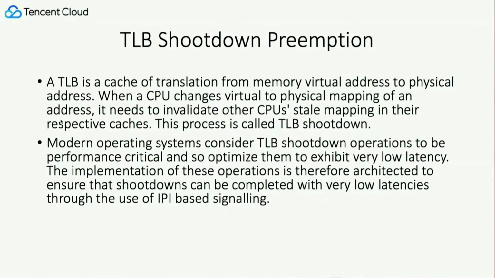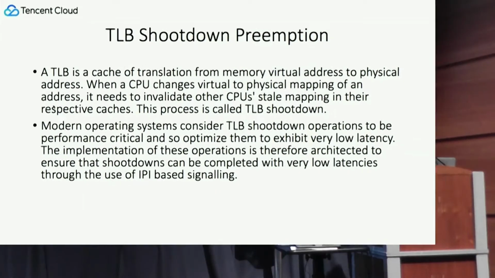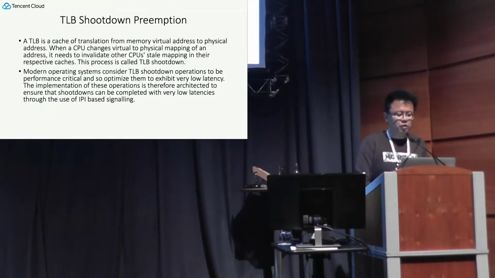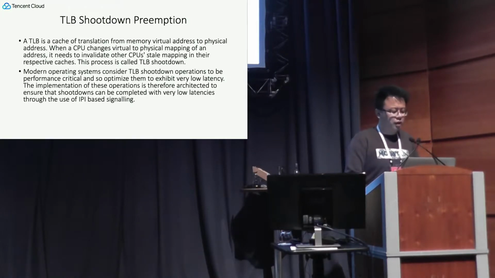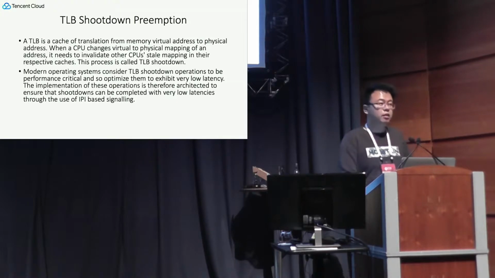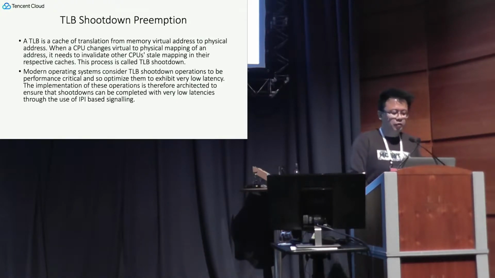A TLB is a cache of translation from memory virtual address to physical address. When a CPU changes the virtual to physical mapping of an address, it needs to invalidate other CPUs still mapping it in their respective caches. This process is called TLB Shootdown. Modern operating systems consider TLB Shootdown operations to be performance critical, and so optimize them to exhibit very low latency. The implementation of these operations is therefore architected to ensure that shootdowns can be completed with very low latencies through the use of IPI-based signals.